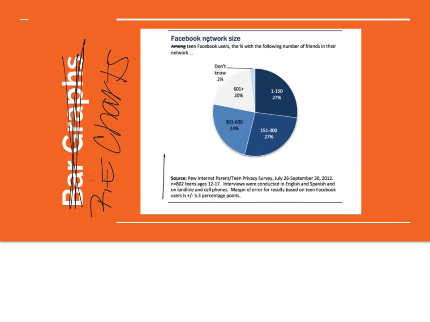It says, among the Facebook users, the percentage of the following number of friends in their network. I would like to compare this data with the data we collected from our sample. This was a survey that took place a while ago, in 2012, and these are teens ages 12 to 17. They surveyed 882 teenagers ages 12 to 17. So take a look at it, and I'll ask you some questions about this as well.